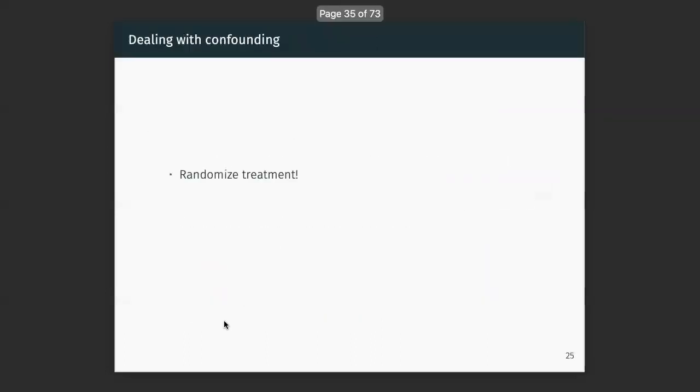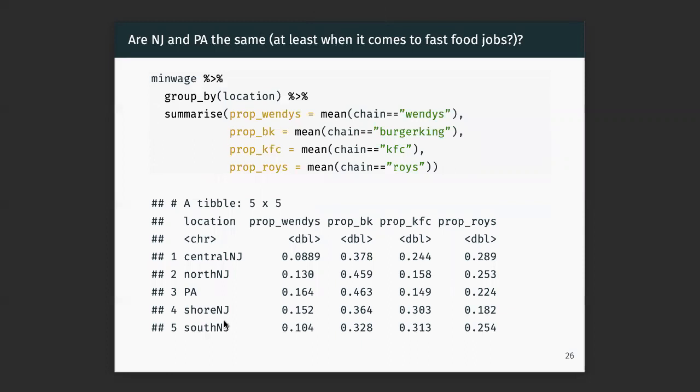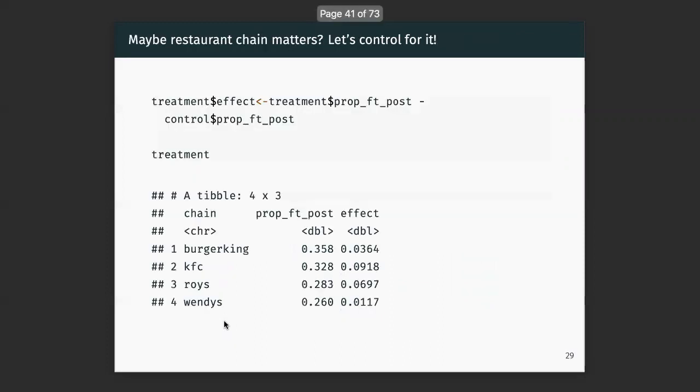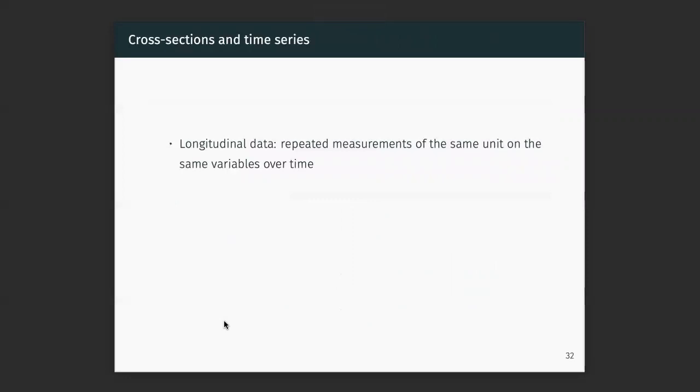So we've talked about the assumptions that would be required for this study to give us a true causal effect. And we've talked about ways that we can adjust for differences across units to try and get rid of confounding. Let's keep pushing this though. Sometimes you'll hear us talk about data that's either cross-sectional or in a time series. Longitudinal data is another way of saying time series data, which means we have repeated measurements of the same unit on the same variables over time.